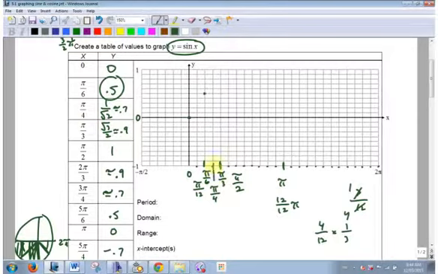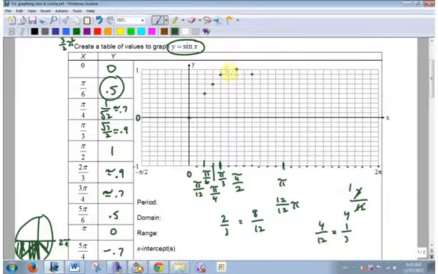Pi over 4 is 0.7. Pi over 3 is 0.9. Pi over 2 is 1. And then what? I got 2/3 pi. Any guesses where that is? That's 6/12. What's 2/3 pi in terms of twelfths? Yeah, 6, 7, 8.